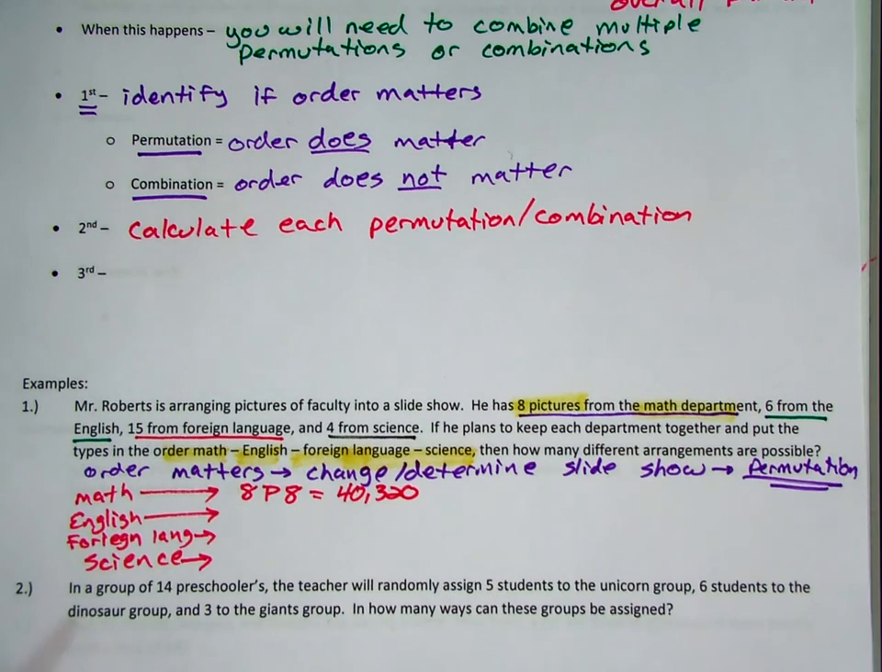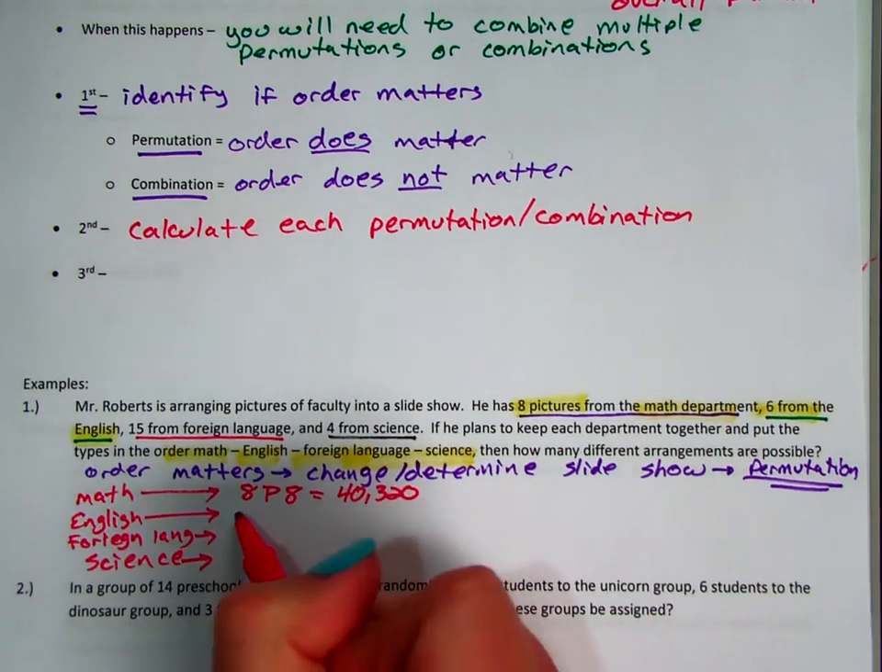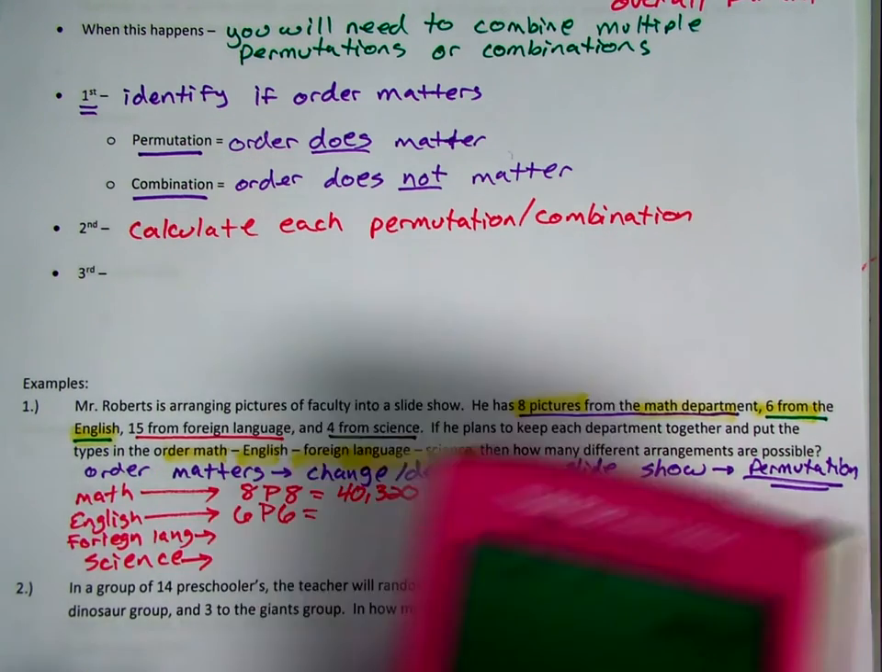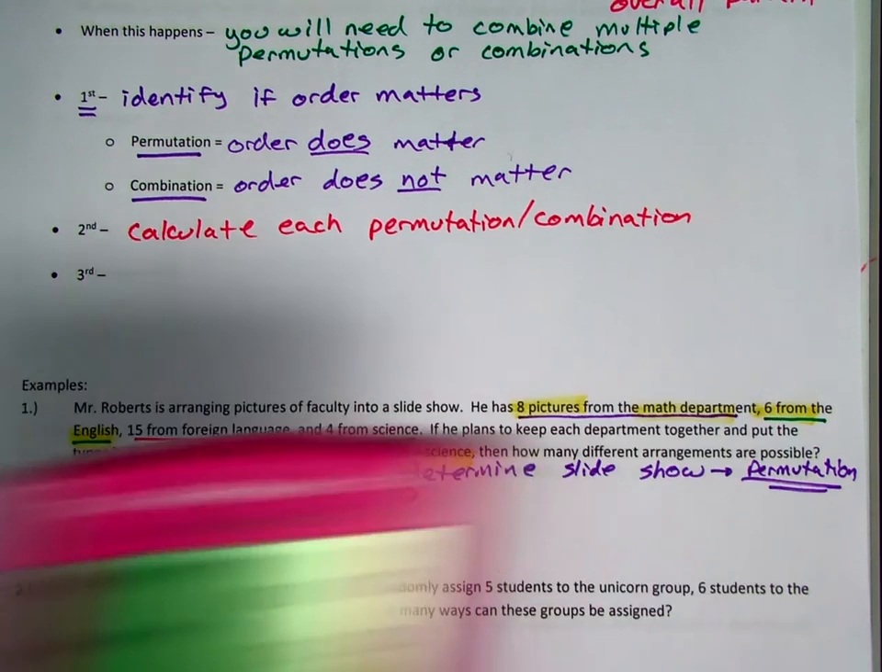Then we're going to do the English, which there are 6 English. So there are 6 options that we're choosing all 6 from. So we're going to do that again. So 6 permutation, and we're choosing all 6. So 720.